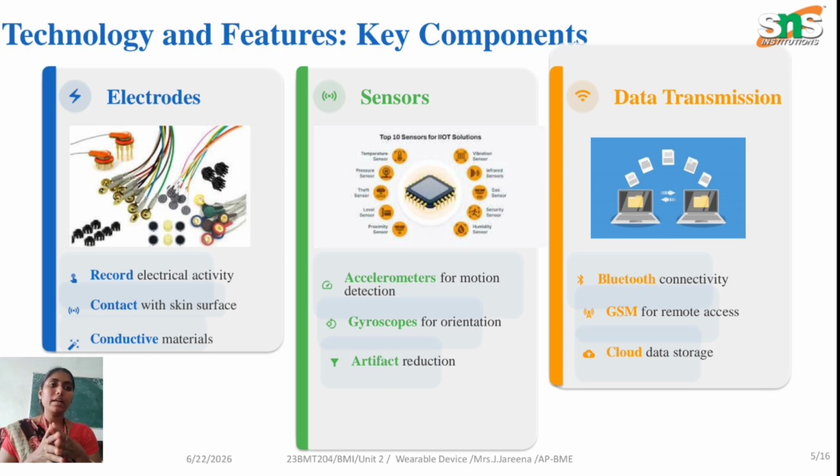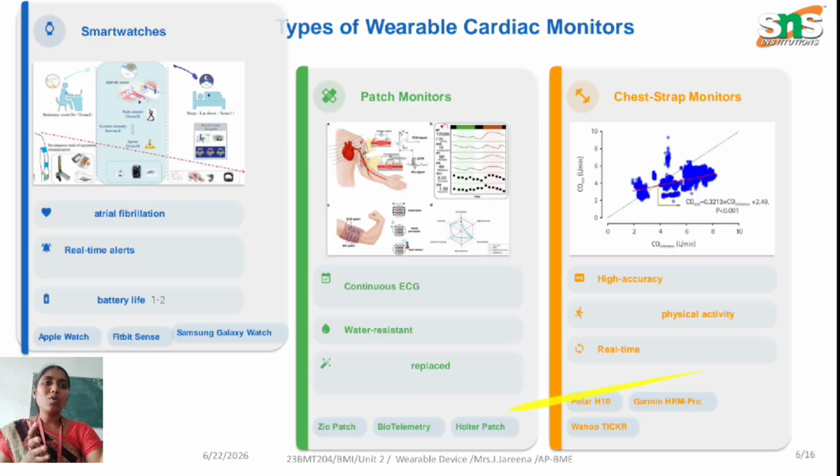For that, we need data transmission. Either we can use a Bluetooth feature or GSM for remote access, or cloud for data storage for later review. So these are the few key components that we use in our cardiac monitors. And what are the types? We have a smartwatch type, patches, and a chest strap. A smartwatch is like a normal watch that we can wear, and it keeps recording your heart rate with the help of the pulsation movement, that is your pulse activity.